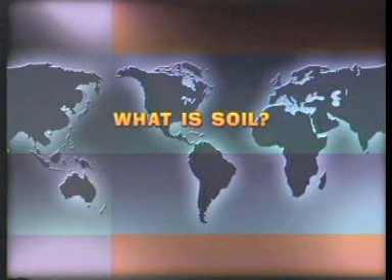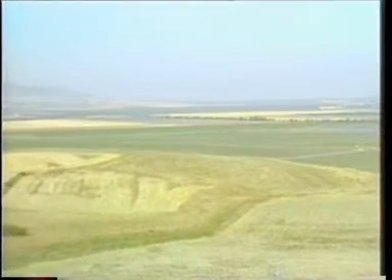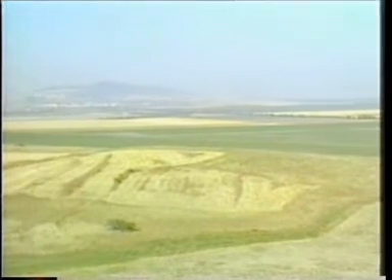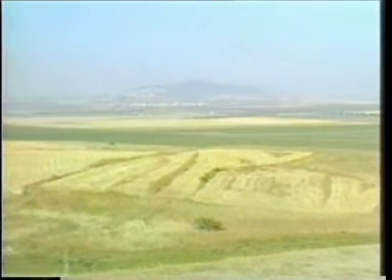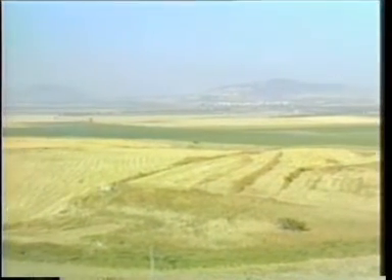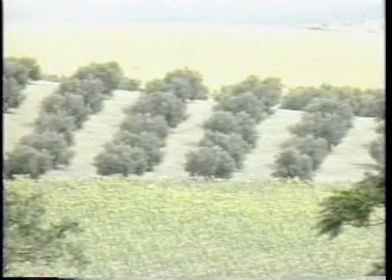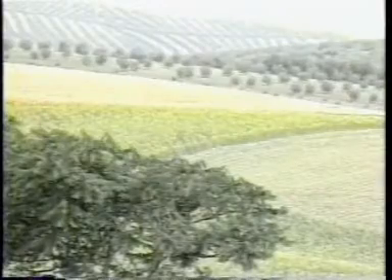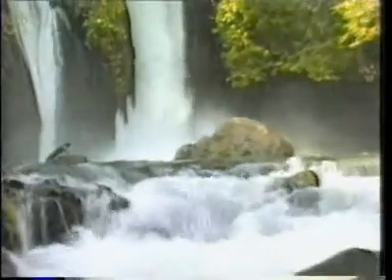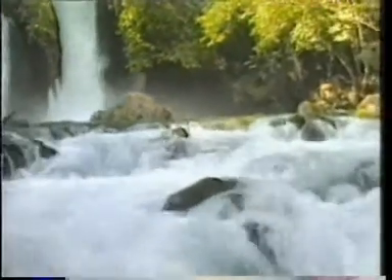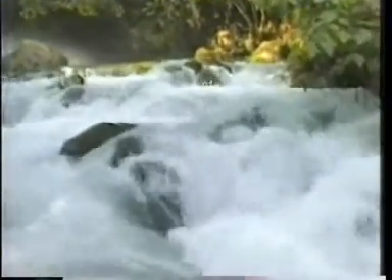What is soil? Soil is a layer of organic and mineral material that covers most of the land surface of the earth. It is one of the most important natural resources we have. Civilizations depend on the quality of their soils to grow their food supplies. Soil has served as a natural filter to purify our underground water supplies.